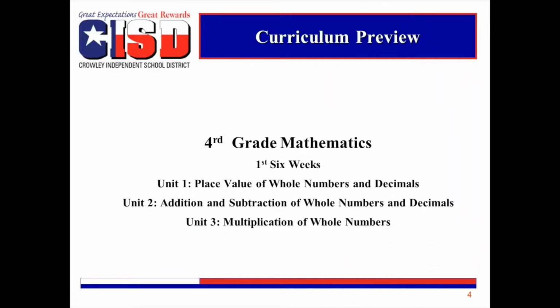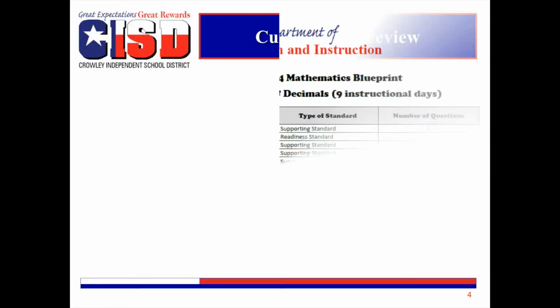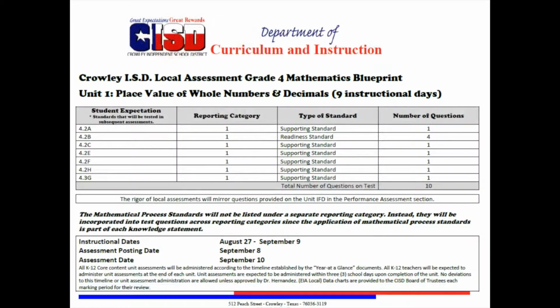Unit 1, Place Value of Whole Numbers and Decimals. Unit 2, Addition and Subtraction of Whole Numbers and Decimals. And Unit 3, Multiplication of Whole Numbers are taught during the first 6 weeks. Please pause for a moment to review the Unit 1 Local Assessment Blueprint. As you can see, 9 instructional days will be utilized for Unit 1.